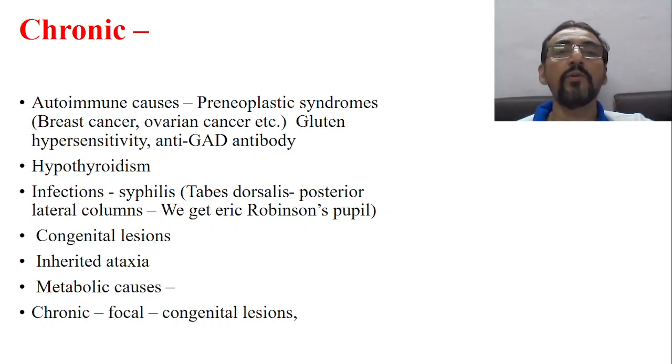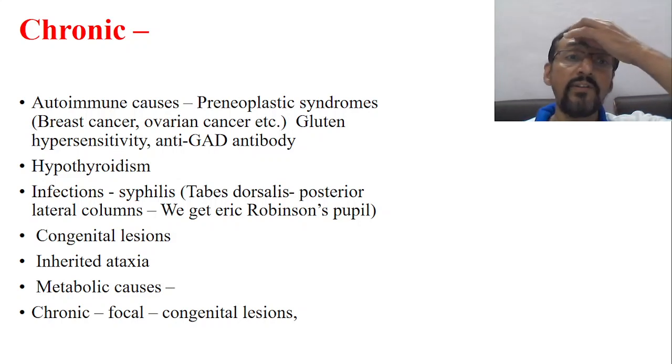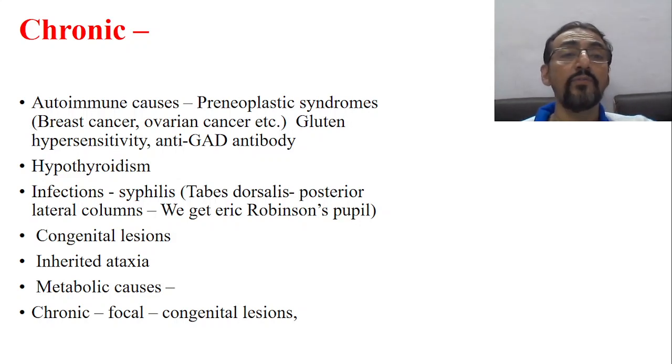For example, autoimmune causes, pre-neoplastic syndromes. For example, a patient with breast cancer, ovarian cancer, etc. So they are more prone to develop ataxia. That is because of some of these autoimmune causes. Gluten hypersensitivity, anti-GAD antibody, etc. In hypothyroidism, there may be ataxia, chronic ataxia.